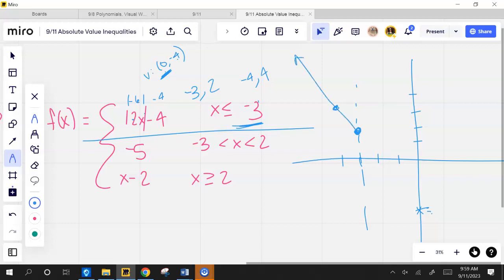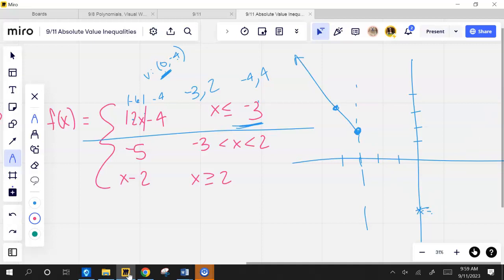There's that piece. Now remember, this is my vertex. If I graph the whole absolute value, it would look something like this. But I don't need any of that because that's the part I'm cutting off. That's not the piece I want. That's why I didn't need the vertex.